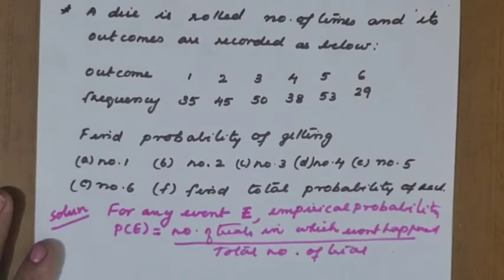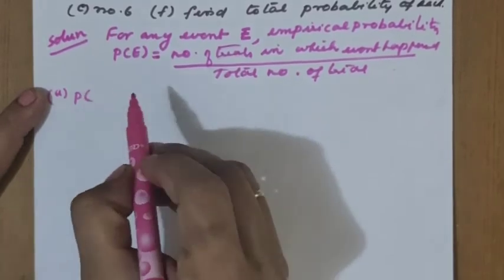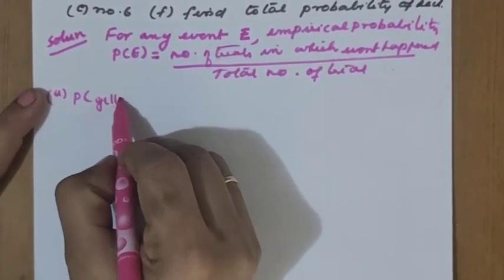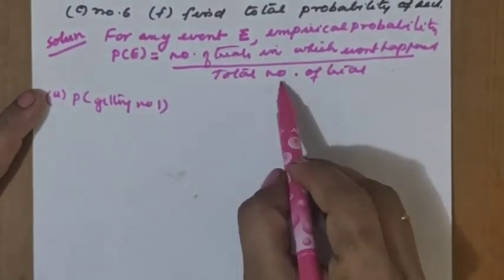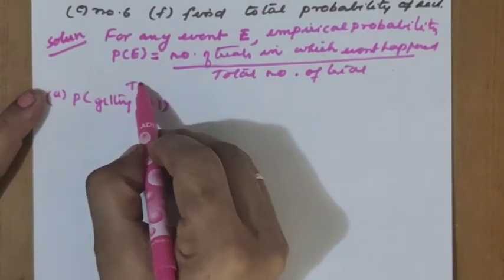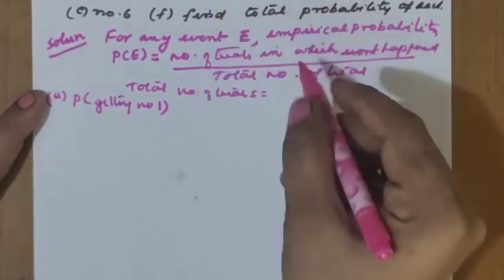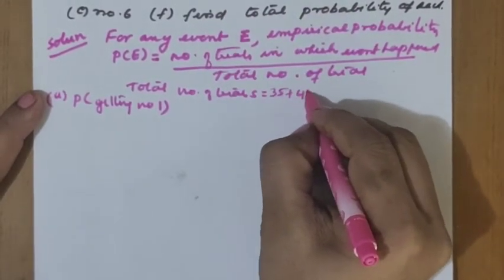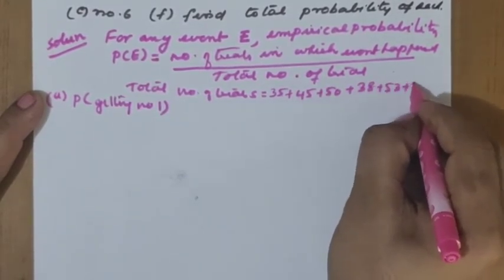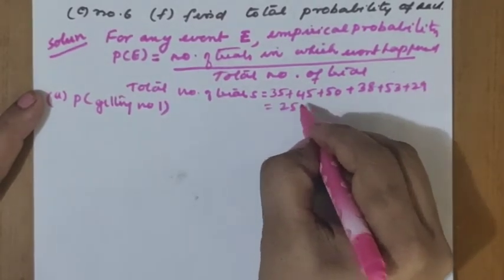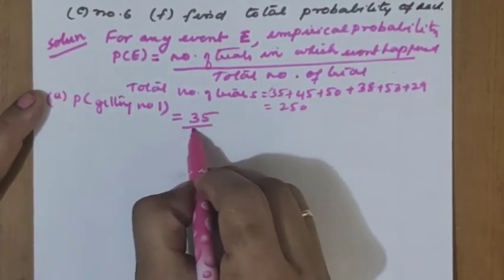Now what is the next step? The first sub question: probability of getting a number 1. Like this we should write. Before that, there is something common for all the questions, which is the total number of trials. So total number of trials equal to, we should add everything, 35 plus 45 plus 50 plus 38 plus 53 plus 29. If we add, you will get 250. Now getting a number 1, the number favoring that is 35 divided by 250.